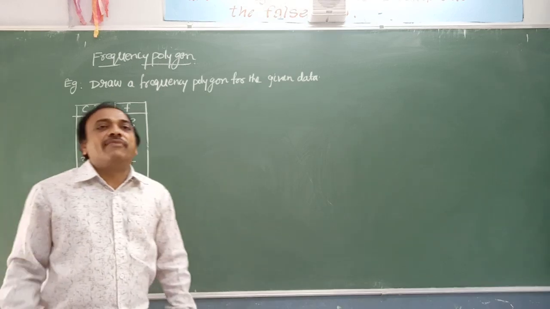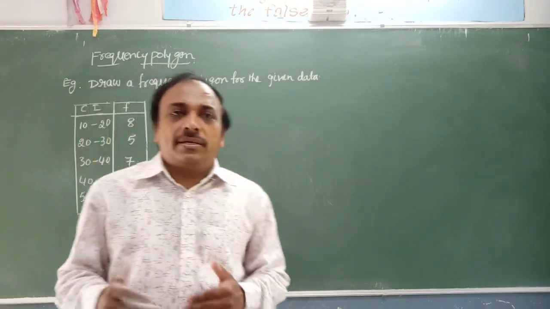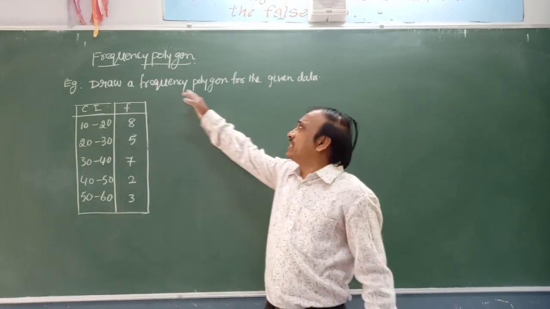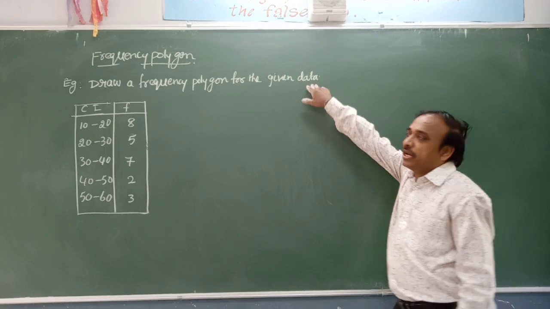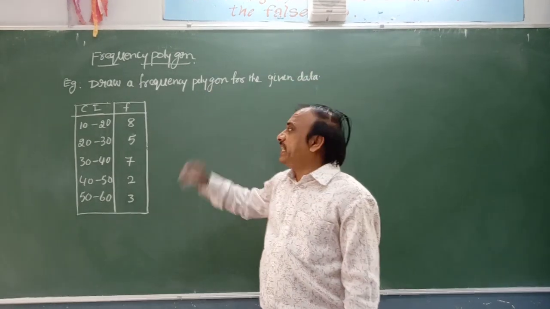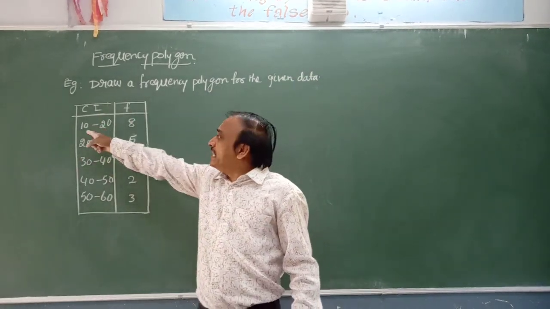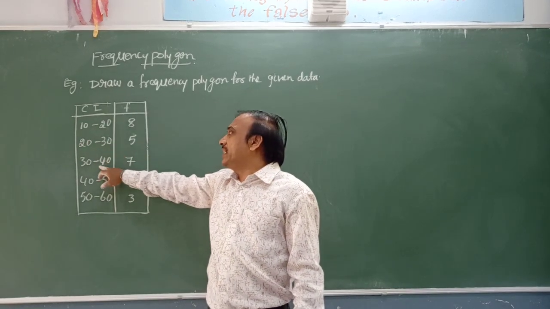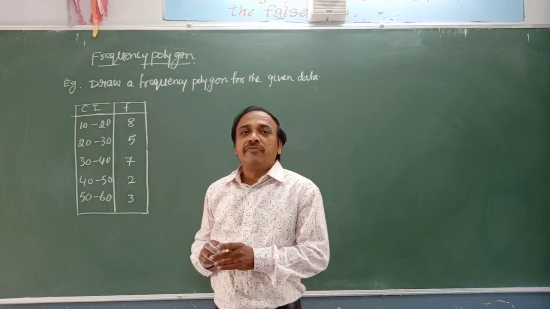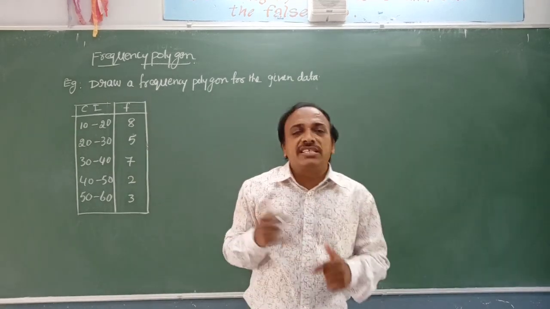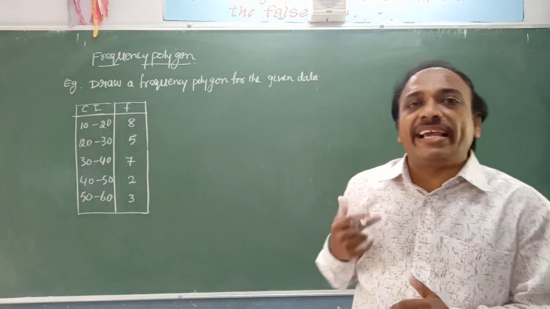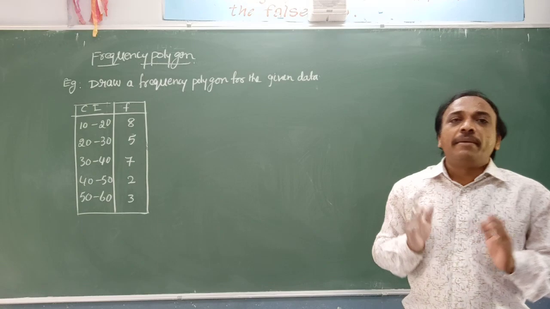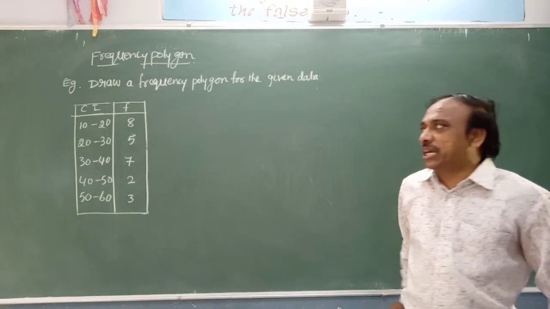Now we will construct a frequency polygon without using a histogram. Draw a frequency polygon for the given data. Here the class intervals start from 10 to 20, 20 to 30, 30 to 40, and these are the corresponding frequencies. To construct a frequency polygon, first and foremost you need to calculate the class mark, that is nothing but the mid value.